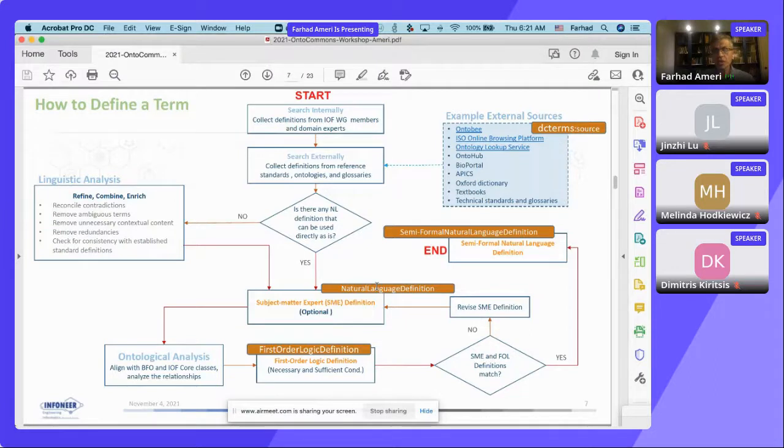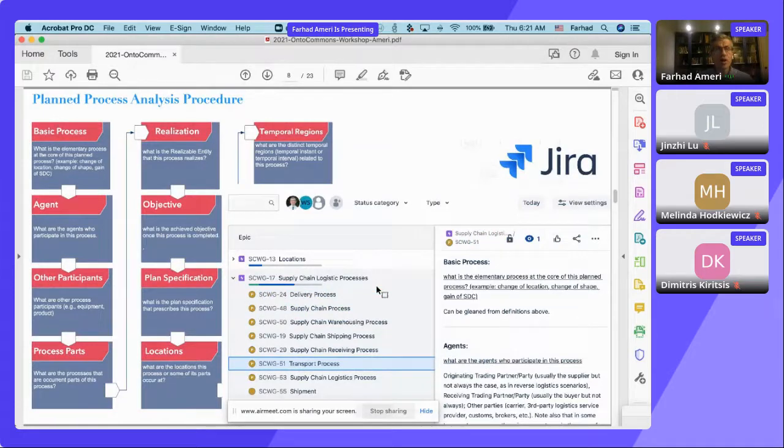Hopefully for each term, we'd like to have a natural language definition, a semi-formal natural language definition, and a first order logic definition. That's because we want the ontology to be useful for both humans and machines. On ontological analysis, depending on the nature of the entity, there will be different levels of complexity. For example, plant process is an example of a class that needs very careful analysis, and we need to look at this from different perspectives.